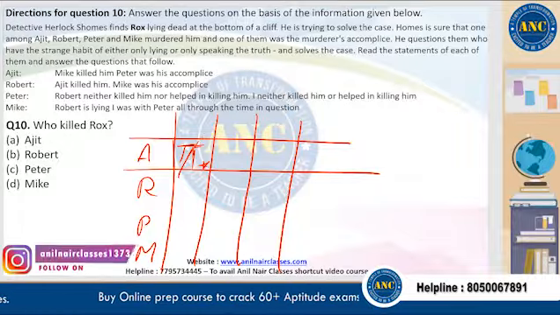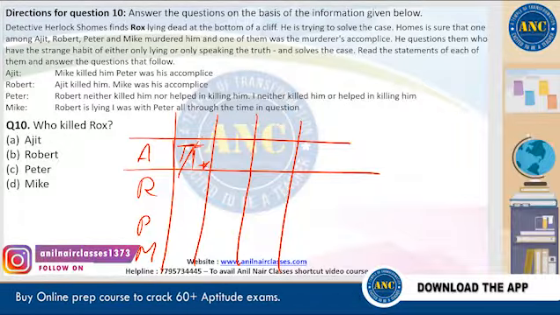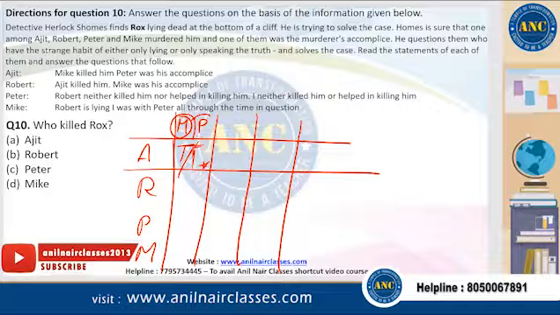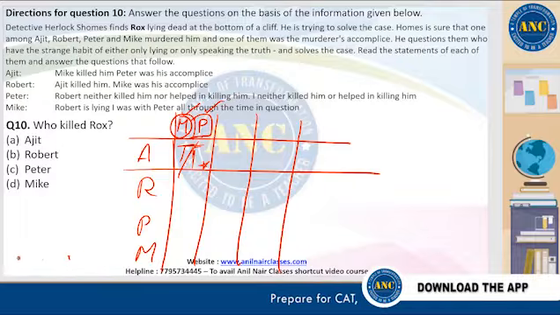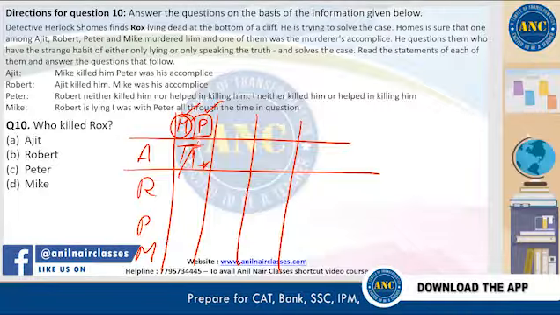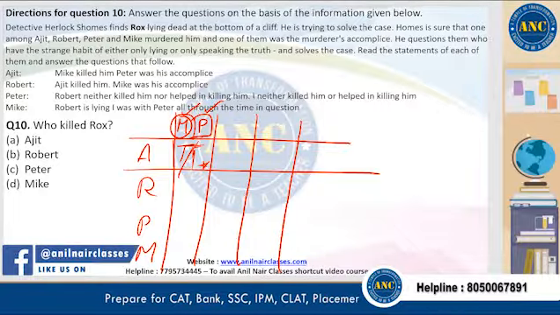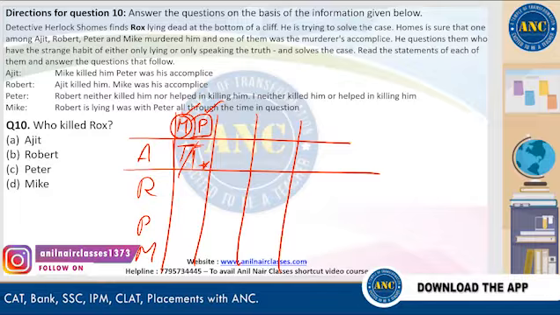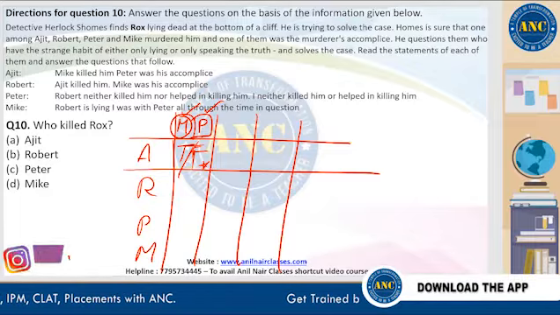Let's see what happens. What does Ajit say? Ajit says Mike killed him. So let's put it here. Mike is a murderer. Let's circle it. And Peter was an accomplice. Let's put a box. So we have the murderer here and the accomplice here. This is the gospel truth for us. We cannot change it. Come what may, this is what we have identified with the caselet. From now on, we'll just try to verify whether everything is working or not working. That's all we are supposed to do now.